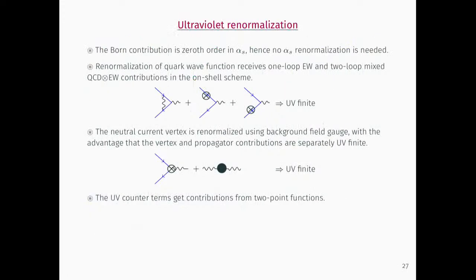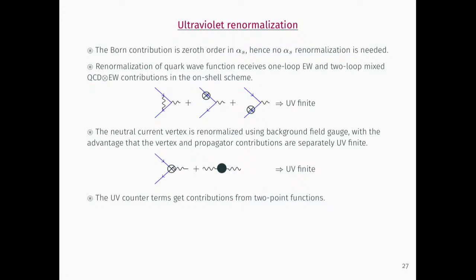Okay, so how to do the ultraviolet renormalization? We have a quark field, so we need to renormalize the quark field. And then we have the vertex, which you need to renormalize. And you also need to renormalize the Z boson propagator, the Z boson field. So this together is finite, thanks to the background field gauge. Normally this all together should be finite, but if you use this background field gauge, it separates the UV finiteness.